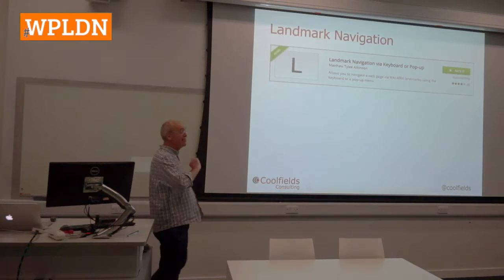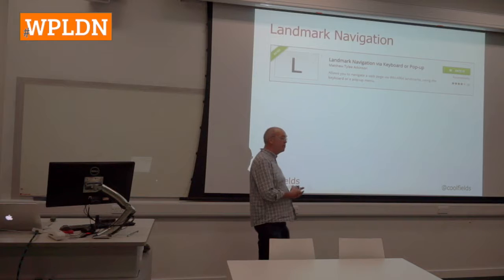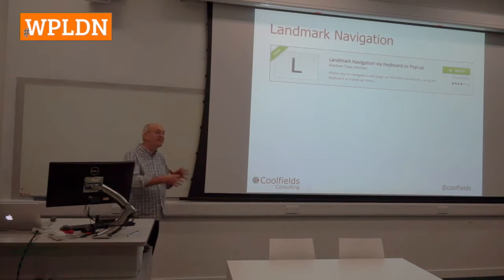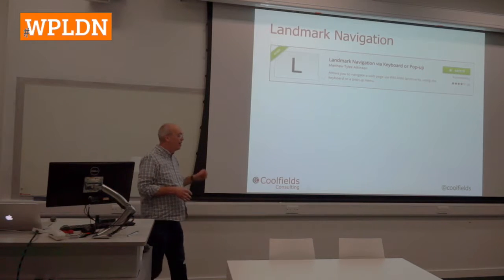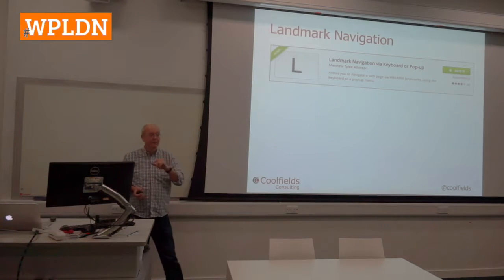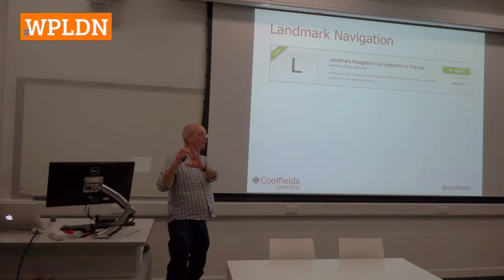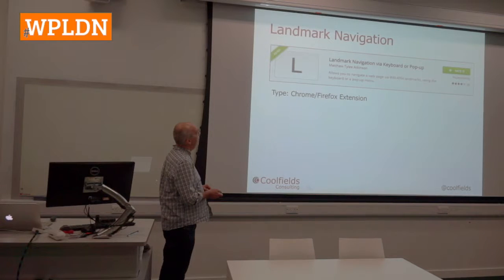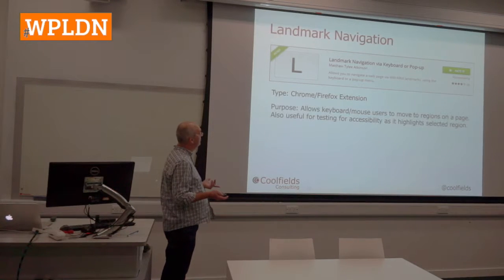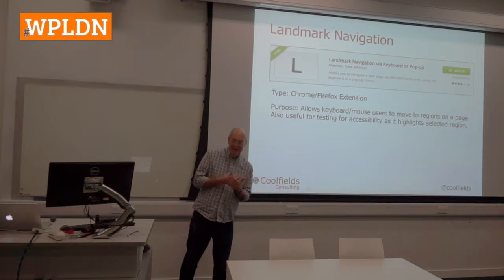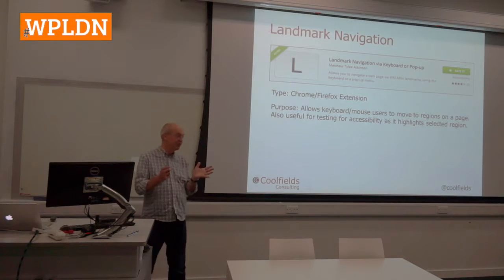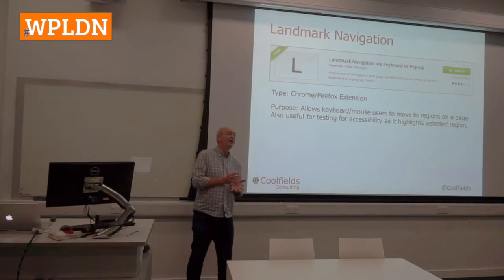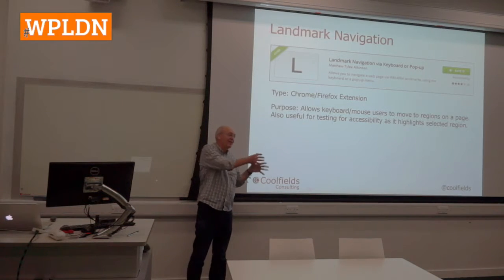Next one I'm going to talk about is landmark navigation. Landmarks are a thing, quite a new thing, but they are a way of identifying regions of a page, like a banner, the main content of the page, a footer, like a form, a search area, or what have you, stuff like that. And this is available for Chrome and Firefox. And landmarks have traditionally, if traditionally is an appropriate word to talk about web technologies, traditionally only allowed screen reader users to actually get to stuff.